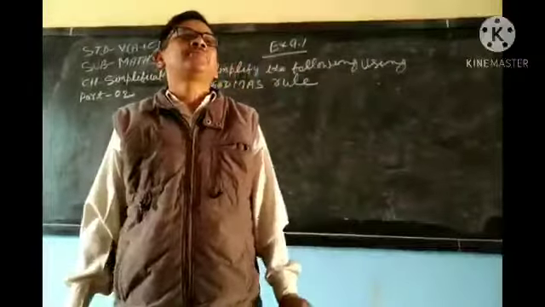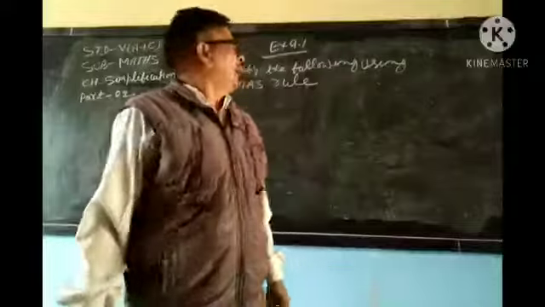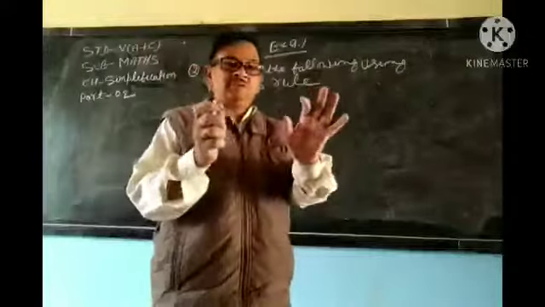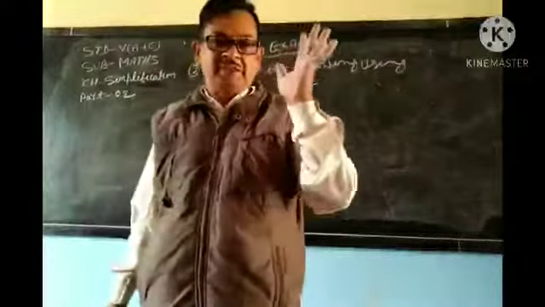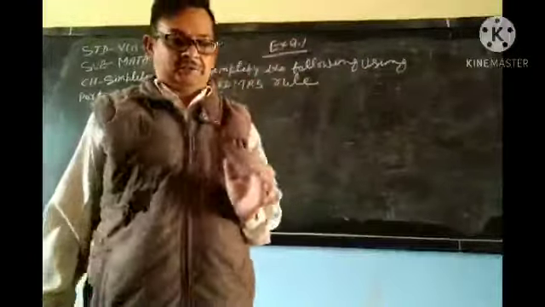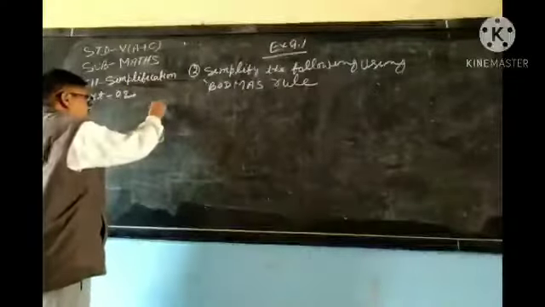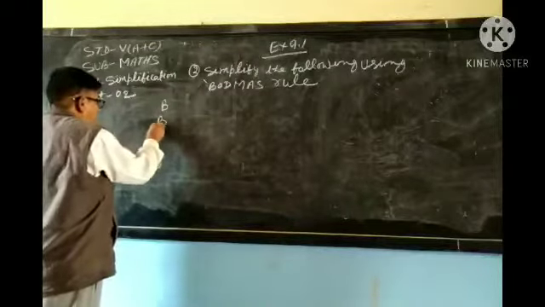Today I am going to discuss exercise 9.1. The name of the chapter is Simplification. And it is related with board marks. What is this board marks? Actually, I have written it in previous classes: BODMAS.